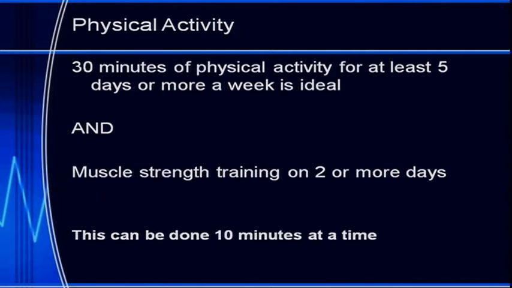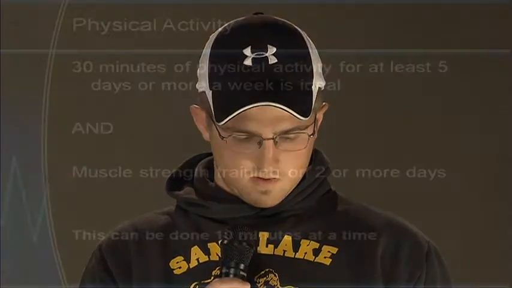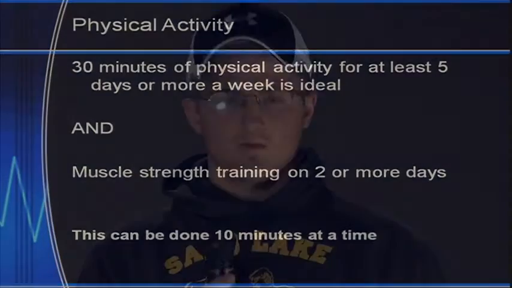Physical activity. Work out for 30 minutes a day for about 5 days or more a week. Muscle strength training on 2 or more days. This can be done 10 minutes at a time. Always check with your doctor before beginning an exercise program. With strength training, 2 times a week, work all the major muscles: legs, hips, back, abdomen, chest, shoulders, and arms.